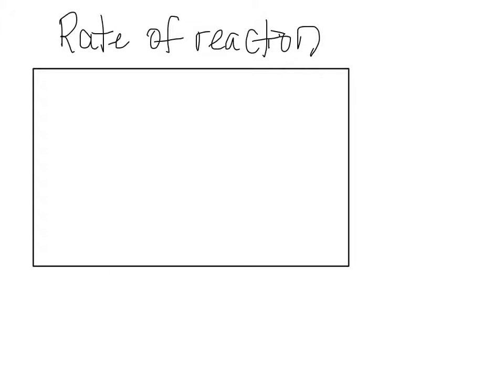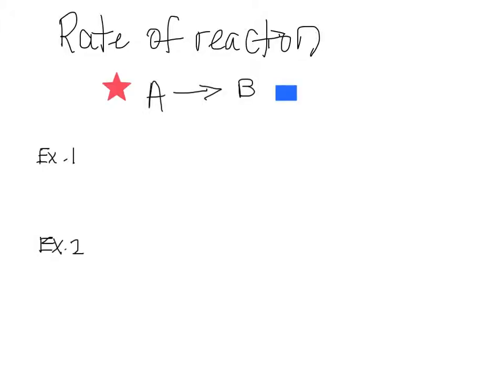Okay, so now that you know productive collision would produce products in a reaction, we can then relate it to this term called the rate of reaction. What is the rate of reaction? Now I'm going to use pictures again to demonstrate to you what rate of reaction really is. So just imagine if you have a simple reaction here. Reactant A, represented by this star, would be converted to product B, represented by this square.